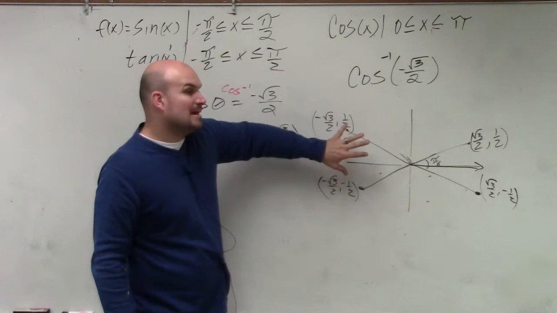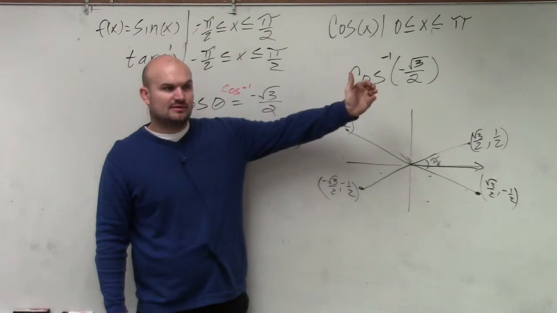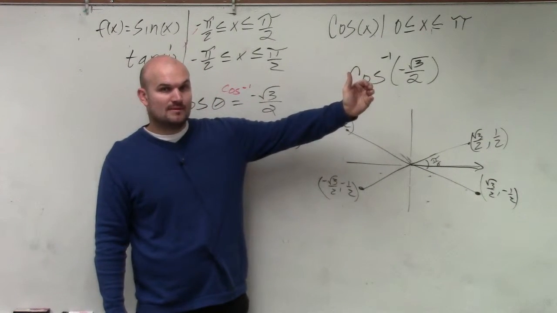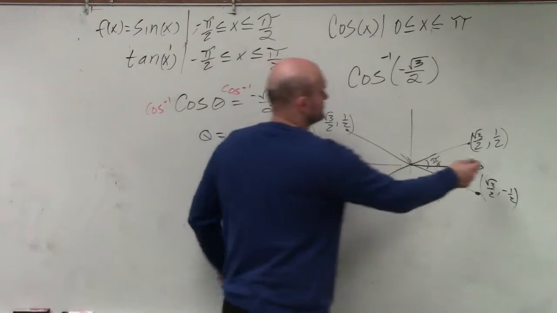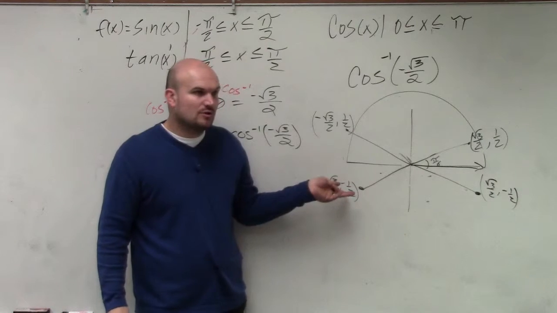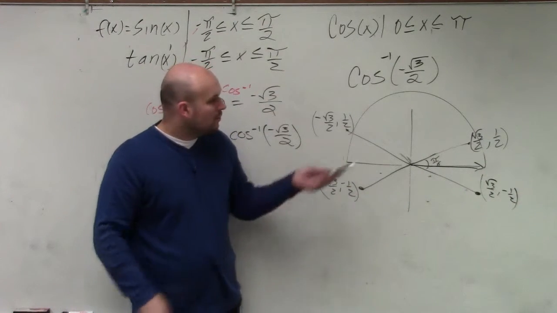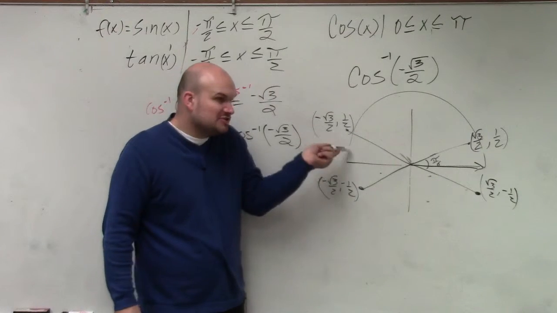Then, if you'll remember, what did we say the restriction on our cosine function has to be? It has to be between what? So do you guys agree how this angle no longer works? OK? So now, what is the angle then that produces this?